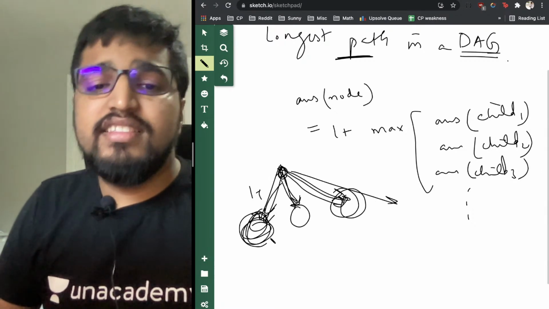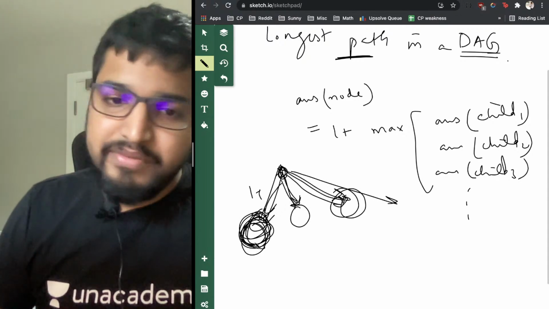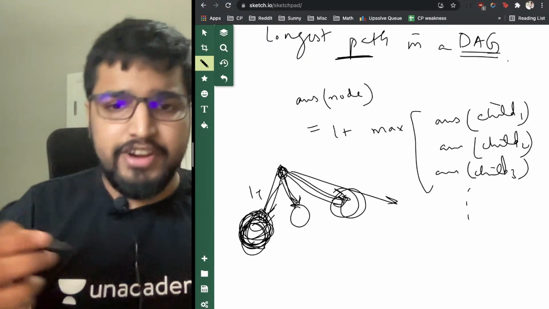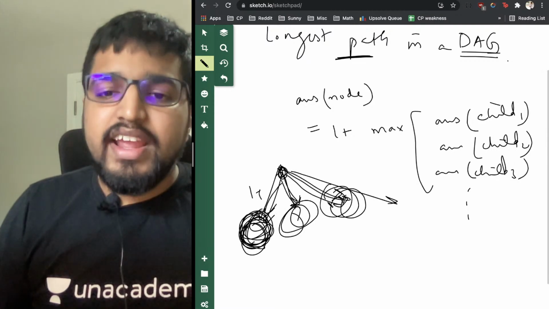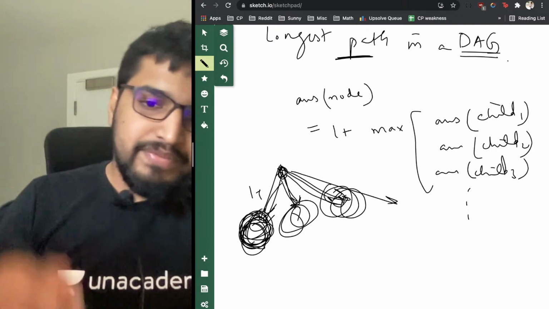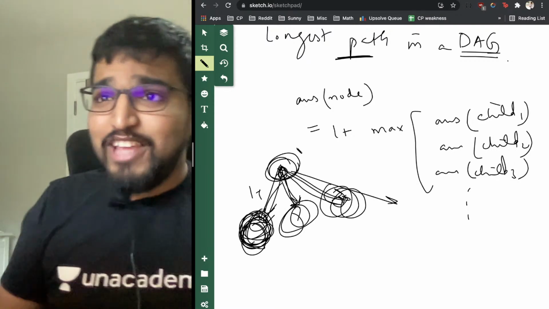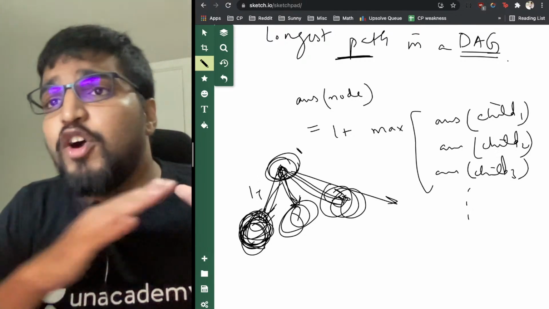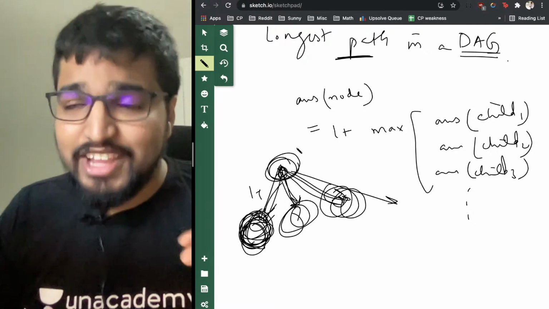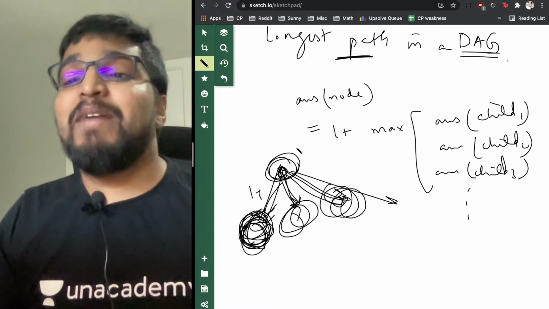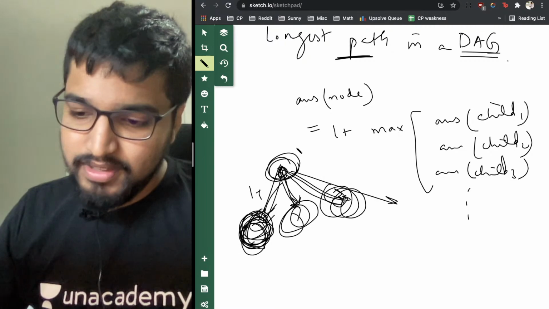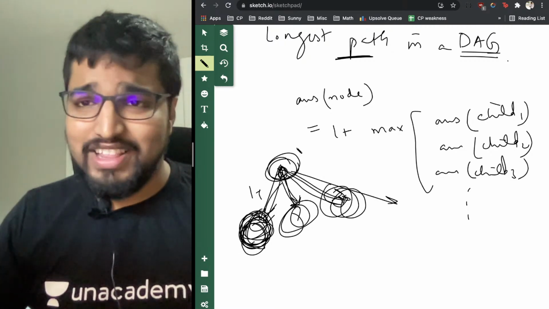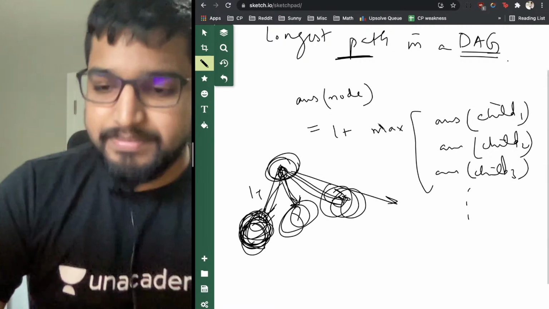And now the answers starting from these nodes, we'll have them stored, right? The maximum of all these answers plus 1 is the answer for this node. And now the answer for the whole DAG is basically the maximum of all answers. You can start from any of the nodes and take the maximum of all answers. Here you don't need to know what the root is and all that. Okay. Awesome.